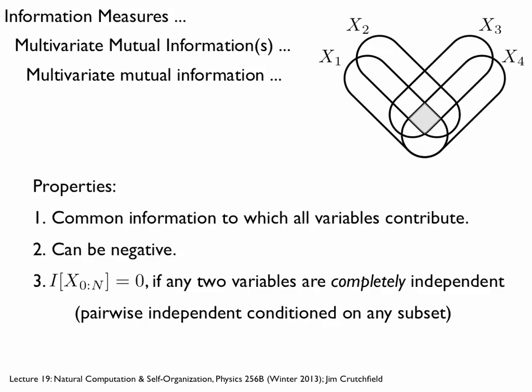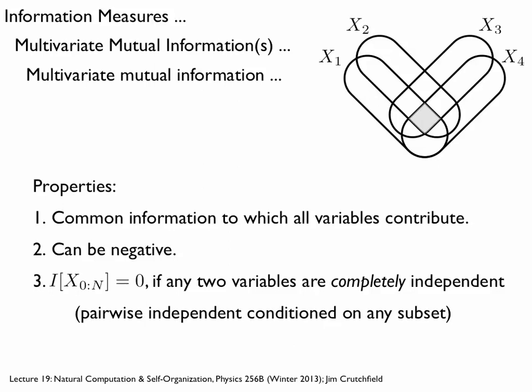Okay, so again, what are the properties of this particular generalization? Again, it's common information to which all variables, or in this case, all four variables, contribute. It can be negative, as we showed before, for the n equal 3 case. I would say it's kind of hard to anticipate ahead of time in a given problem whether this is going to be positive or negative. I have yet to develop an intuition for that.